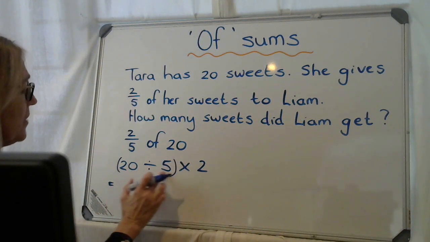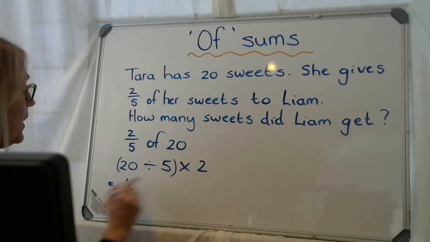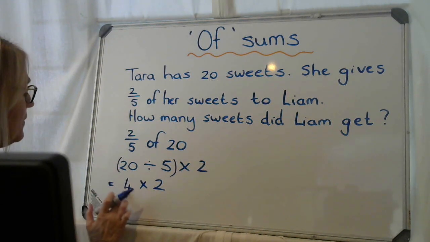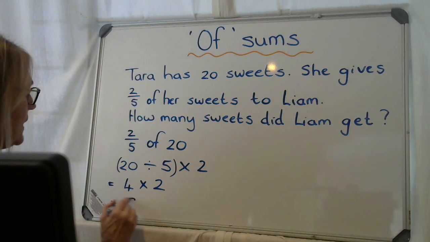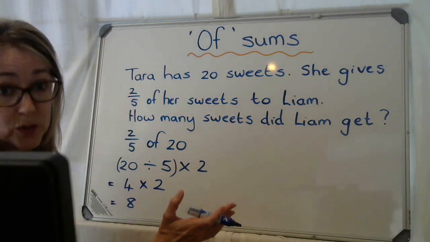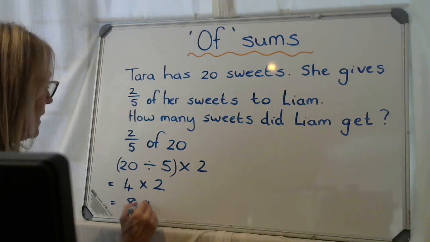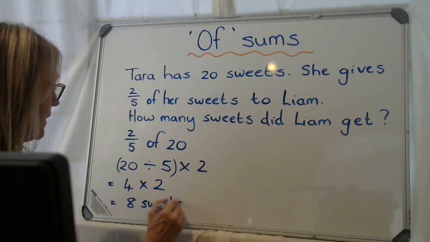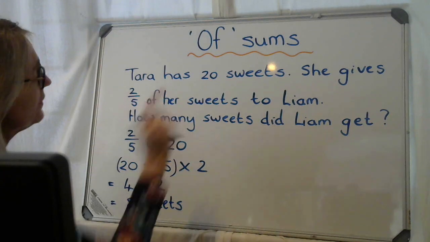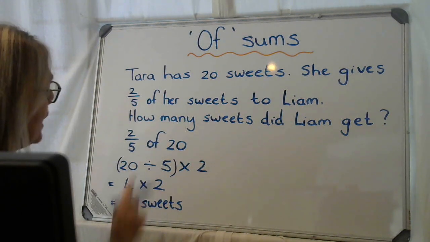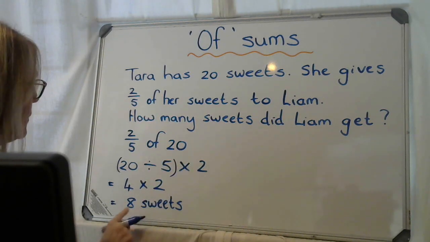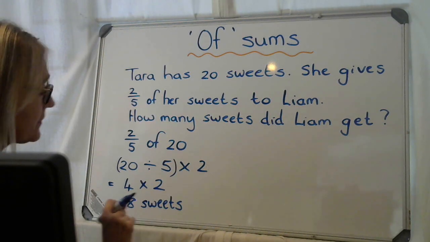So 20 divided by 5 is 4. Now we bring down our times 2, the rest of our sum. And 4 times 2 equals 8. And 8 what? What are we talking about? We're talking about sweets. So we're going to write 8 sweets. Okay, so there we worked out Tara gave 2/5 of her 20 sweets to Liam. So now we've worked out 2/5 of 20. How many sweets would that be? And that worked out to 8 sweets.